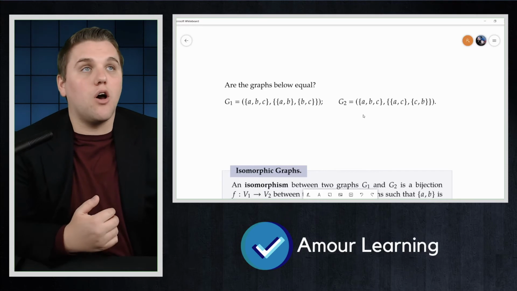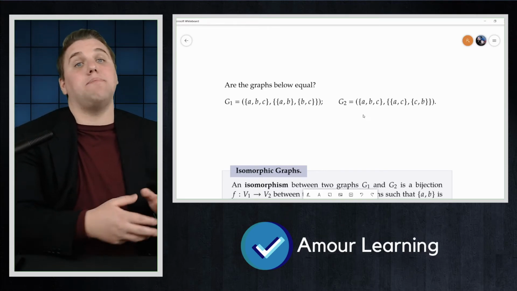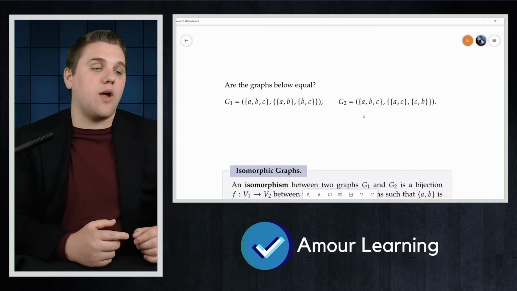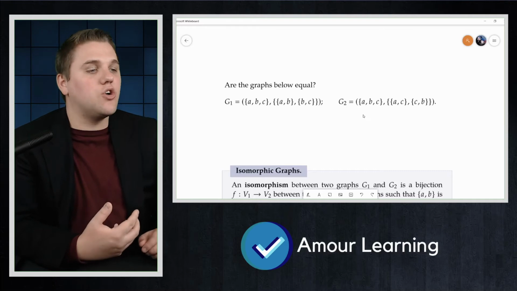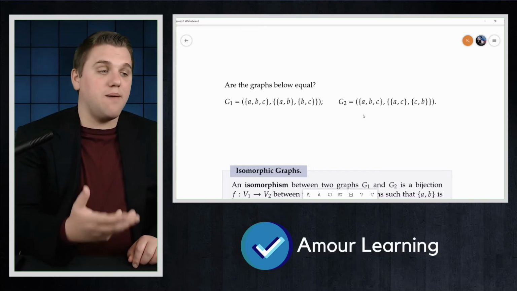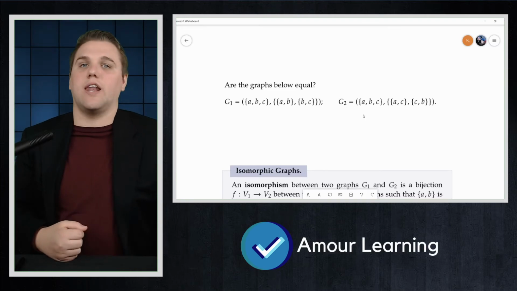Are the graphs below equal? The first graph, G1, has a vertex set A, B, C, and then the edge set, we have that A and B are connected and B and C are connected. And G2 has the same vertex set, A, B, and C, and A, C are connected and C, B are connected.